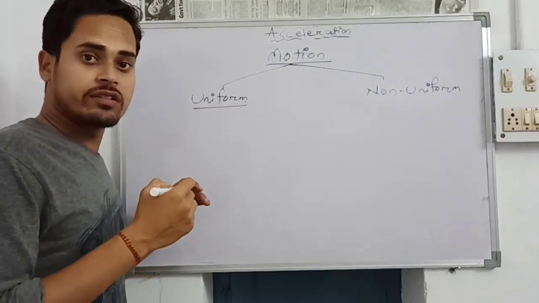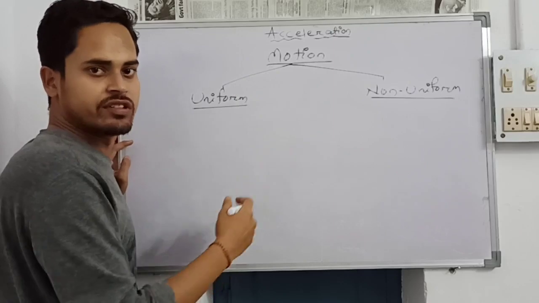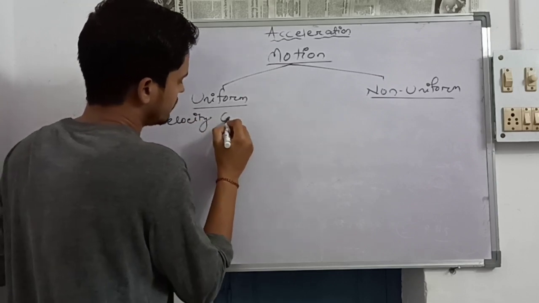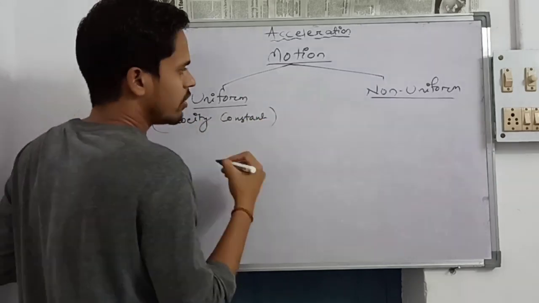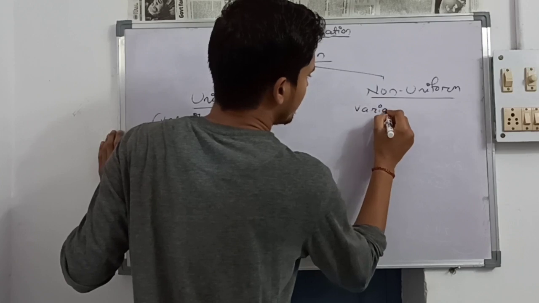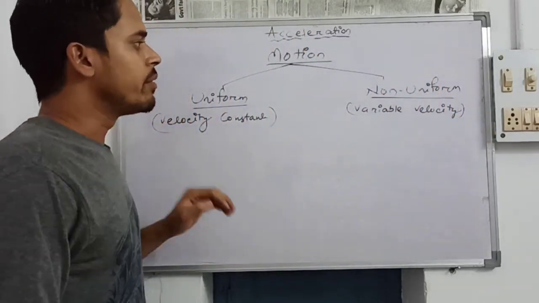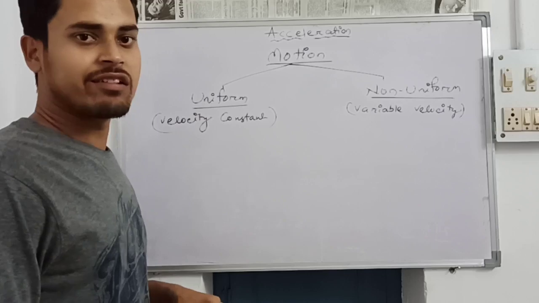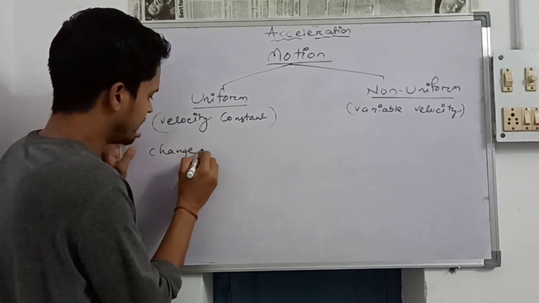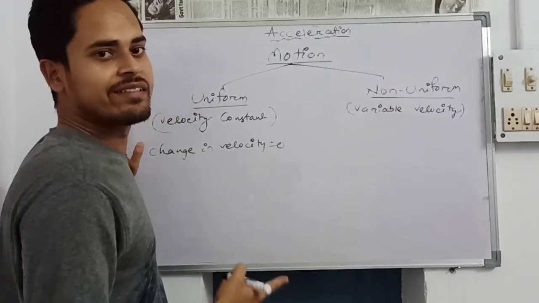In uniform motion, what happened? What are the conditions for uniform motion? In uniform motion, the speed or the velocity was constant throughout the motion. Yes or no? Velocity constant. But in non-uniform motion, velocity is not constant. That is variable velocity. That means in this type of motion, velocity is getting changed from time to time. So in uniform motion, change in velocity is zero. But in non-uniform motion, there is some change in velocity.